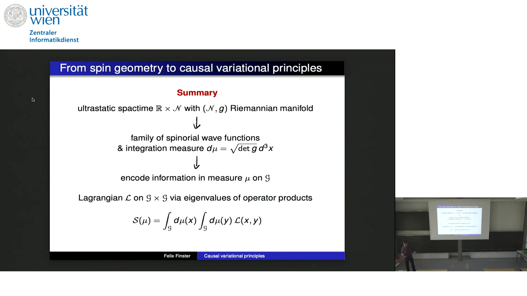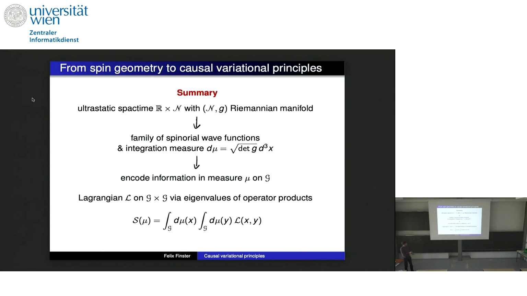They no longer satisfy the Dirac equation because you can't write down the Dirac equation anymore if you have no metric. But still, you can speak of a family of spinorial wave functions. And from the metric, only the measure should remain. So in other words, this determinant of GD3x, the volume measure, this is something we want to keep. And all the other structures we drop. Okay, and then the information contained in all of this is encoded in the measure mu on G. And this is more a matter of mathematical convenience. In this way, you can get rid of local gauge freedoms and things like that. So, but well, as you prefer.